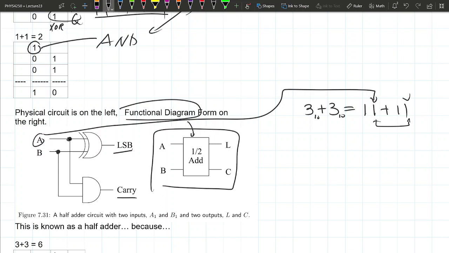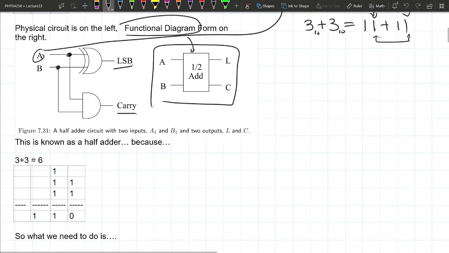You just put a box, and then you put "half add". That signifies a half adder, and that has 2 inputs and 2 outputs. The A and B are the inputs. The S is one of the outputs, and then the C for the carry is the other output. So let's see how this works.